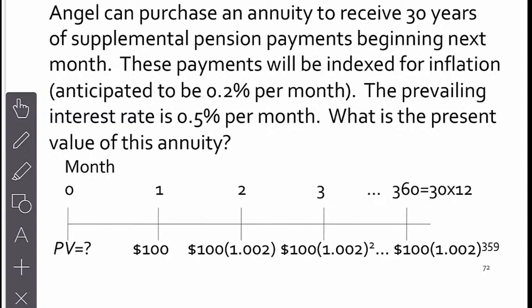So this is the timeline. This looks like a growing perpetuity, except that it stops. It ends at 360 months. So we don't have a formula for this yet. This is a very important formula. We don't have a formula for this yet.